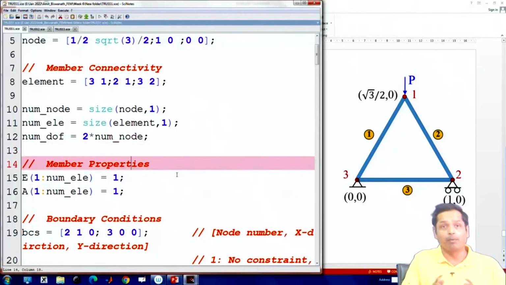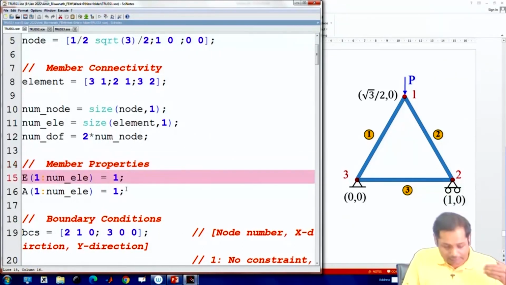Next is the member properties or element properties. What are the element properties to be given? The material property and the geometric length we do not have to give explicitly now, because the coordinates are defined. Based on the coordinates, the length of the member can be calculated. Now, any member property can be given. Intentionally I have kept it 1 and 1 because we want to check the results.